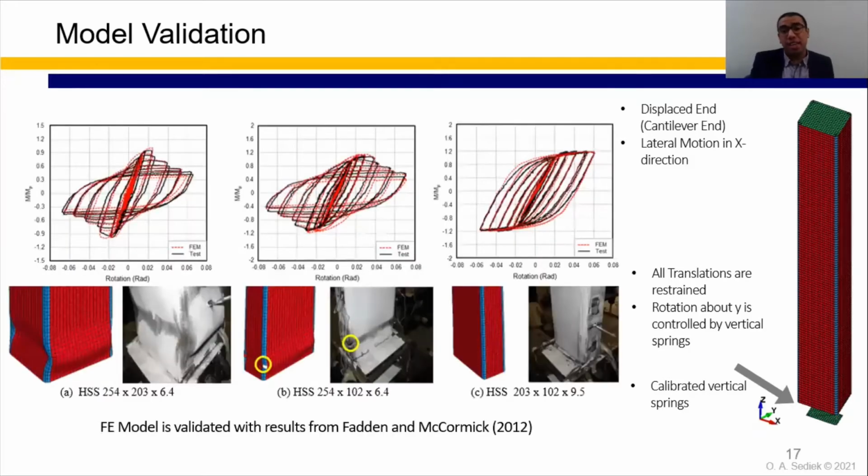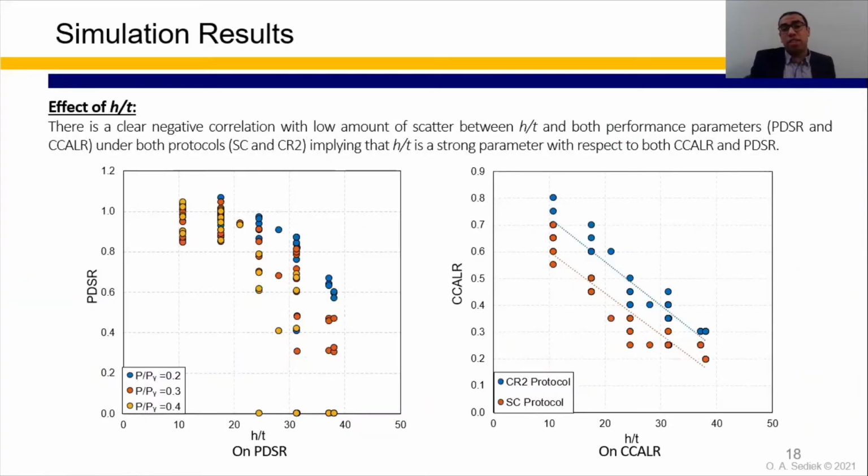And as we can see here, the developed model is able to capture the cyclic behavior of HSS profiles, or HSS members. So as we can see here, there is a good correlation between the behavior of the finite element model and the test. And the finite element model also can capture the final failure shape of the beam and the fracture that happens in the corners of the beams.